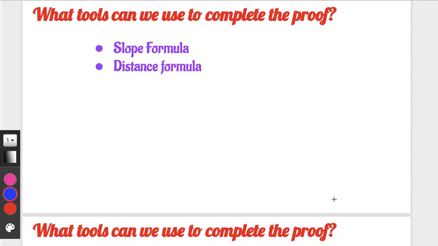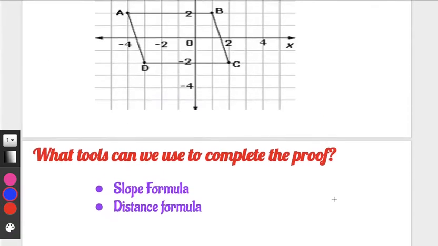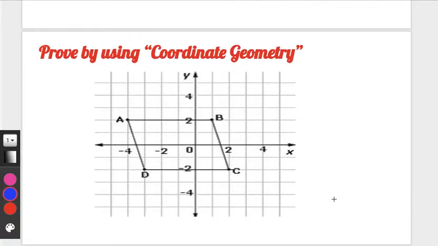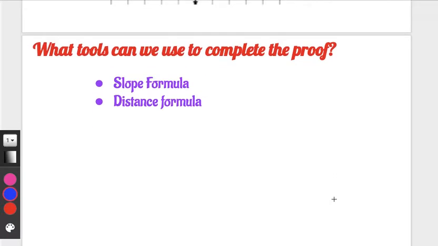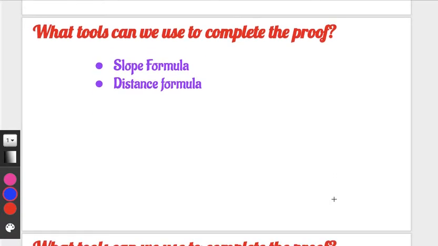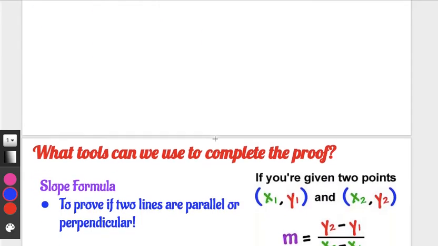So in the previous video, we briefly introduced the idea of coordinate geometry. And we also mentioned the tools we are going to use are these two formulas. In this video, we are going to focus on the slope formula. When you see the slope formula, you probably recall something you learned in Algebra 1, or the words like rise over run come to mind, which is all correct.